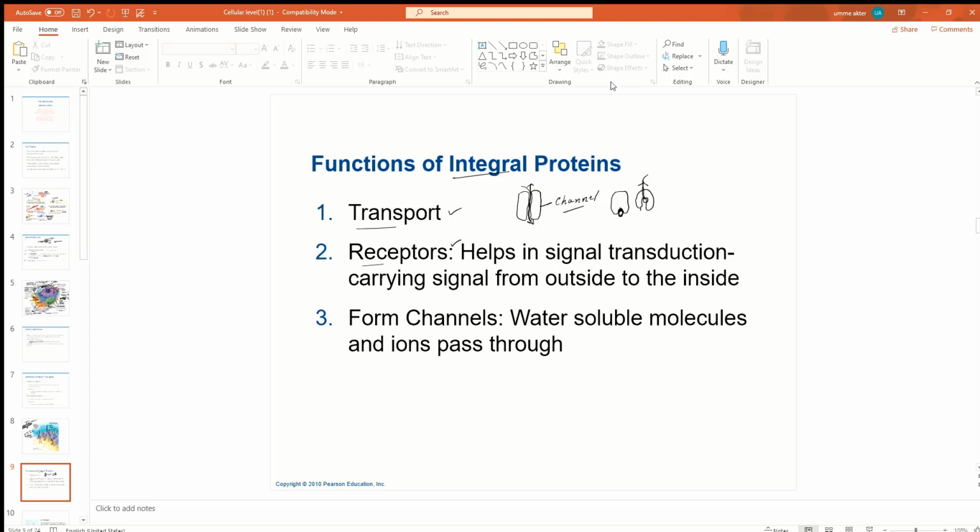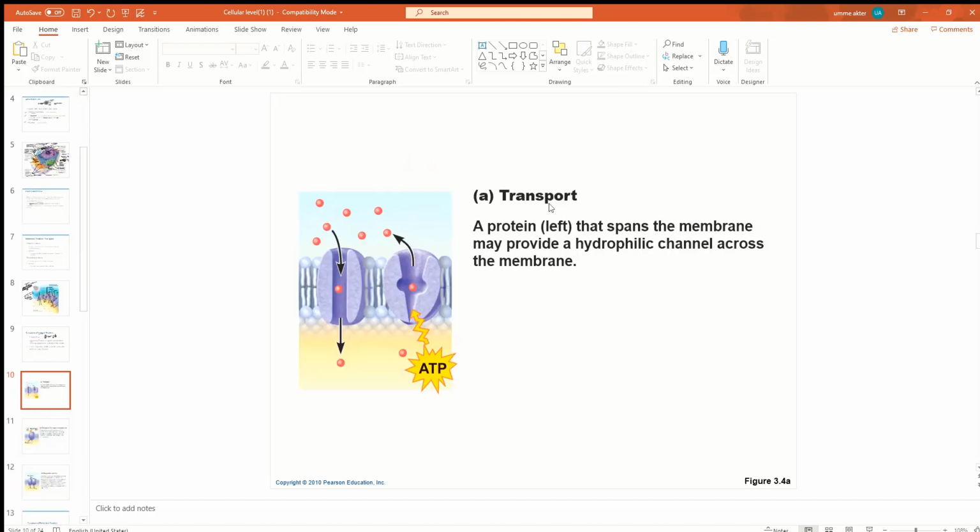So these are two main ways certain integral proteins transport: by forming a channel, or by moving the molecule by changing their own configuration. Now channels could be two different types. Some channels are always open. For example, this channel integral protein, this channel is always open.